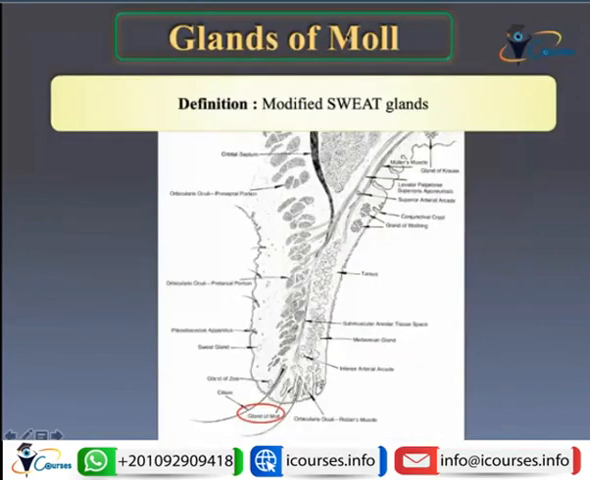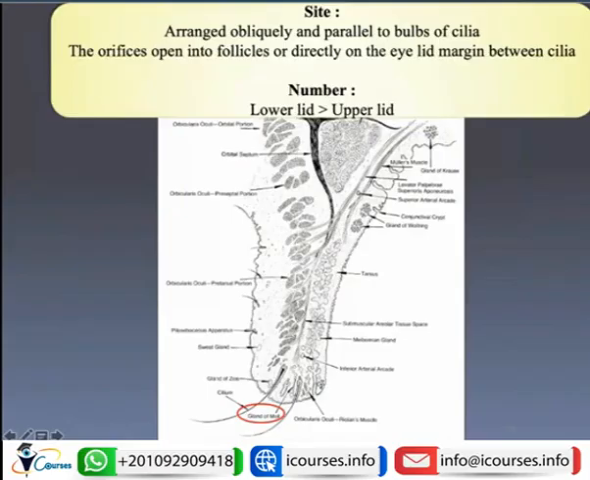Glands of Moll. The second type of glands is called glands of Moll, and these are modified sweat glands. They open into the hair follicle or directly into the skin between the eyelashes, and this is one important thing that is asked in the MCQ. They can open in between the eyelashes or into the hair follicle.